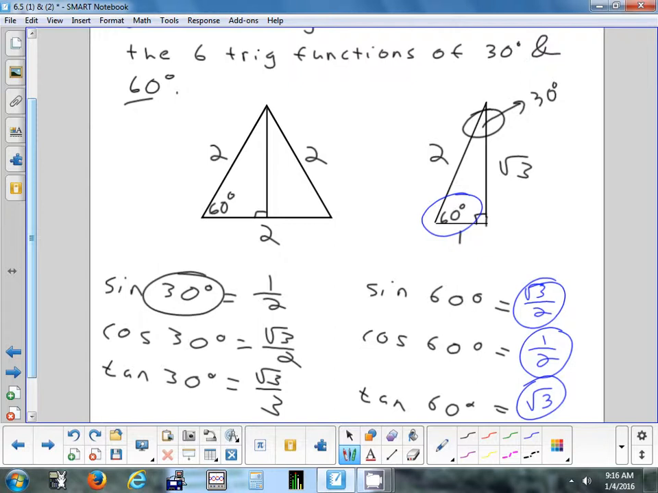Any questions on those? I think probably tomorrow I'll give you guys a sheet that has all the angles that are multiples of 30 and 45 and all their trig functions.